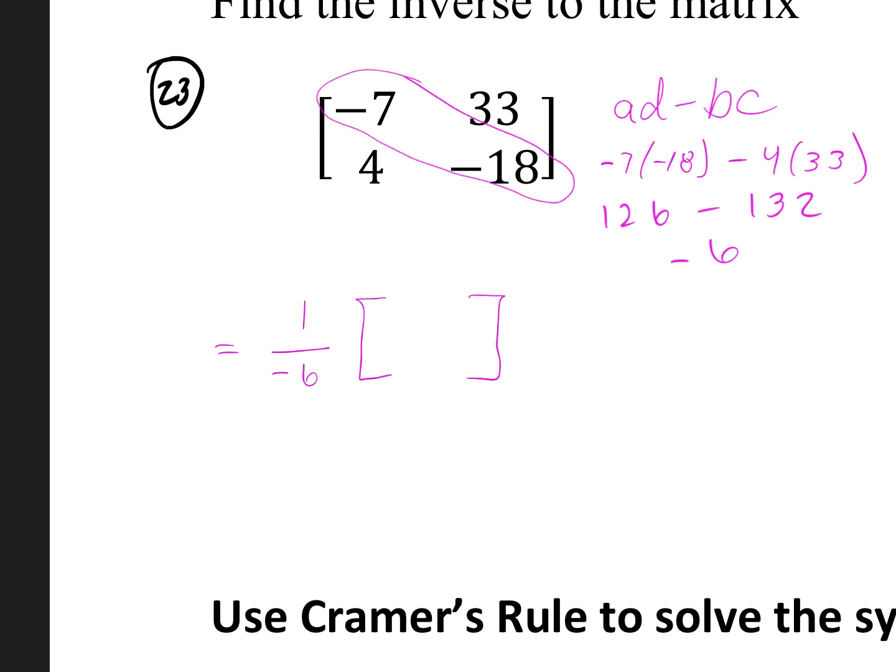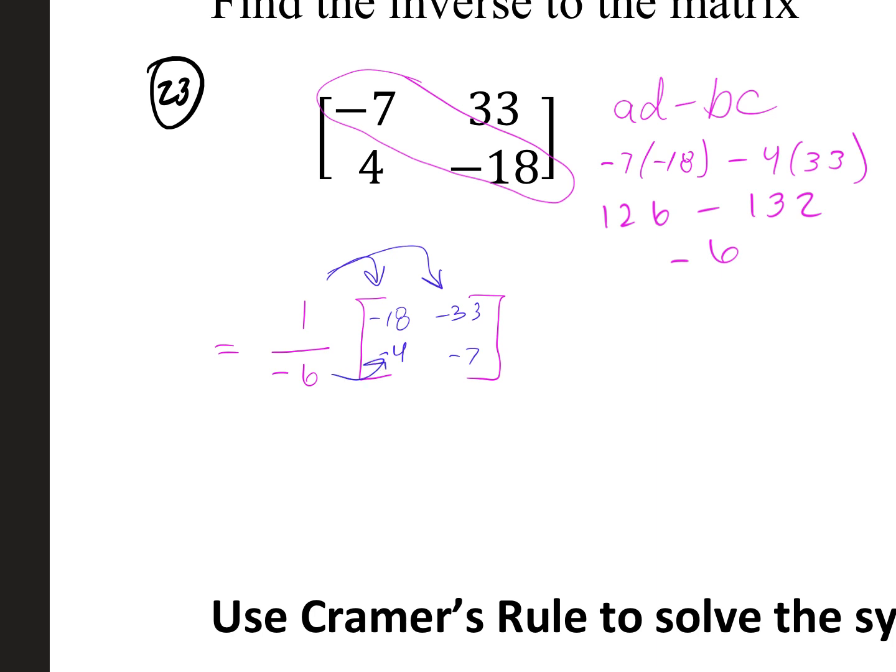Nope. What do I do with the negative 7 and the negative 18? They switch spots. And then what do I do with 4 and 33? You change the signs. You negate. If they were already negative, you make them what? Positive.